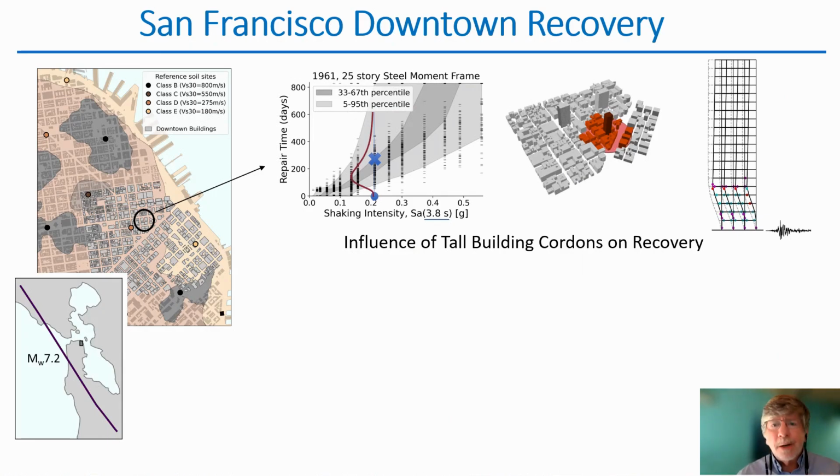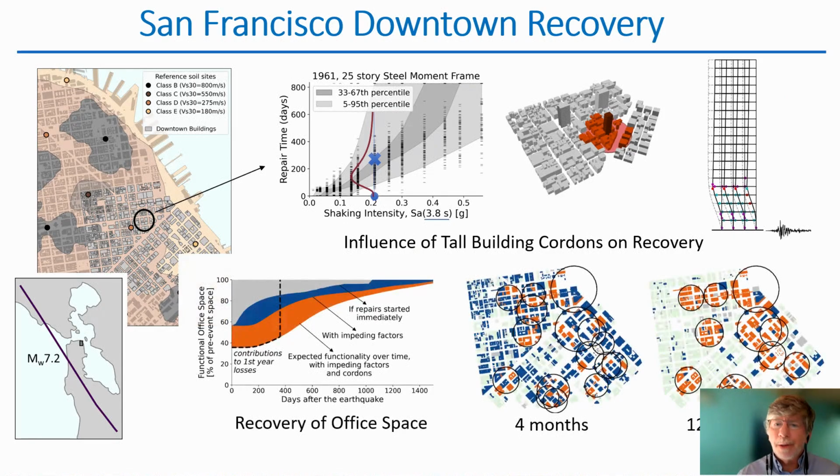So this was a study where we looked at the implication of damage to tall buildings and how that could disproportionately affect a neighborhood and impede the recovery. This curve, the plot in the lower center, shows the recovery of the neighborhood over time, and how the impeding factor caused by this tall building cordon, the safety barricade shown in orange, contributes to the downtime of not just the tall building, but buildings around it.